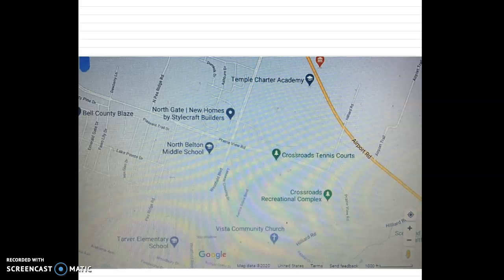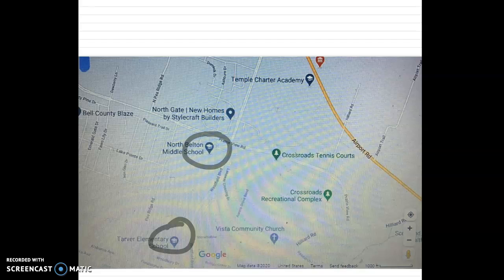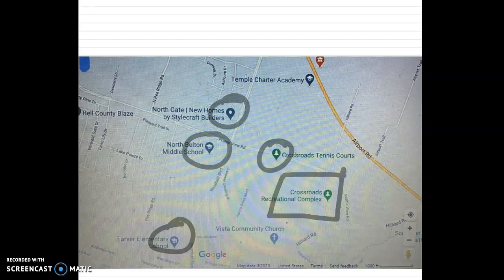A very large way that we use scale drawings is maps. This is a map. I just took a picture of my computer. You can see North Belton Middle School is right there. Here's Tarver right there. Here's Northgate. Bunch of new homes over there. Here's our new tennis courts and all of those baseball and softball fields are right over here.